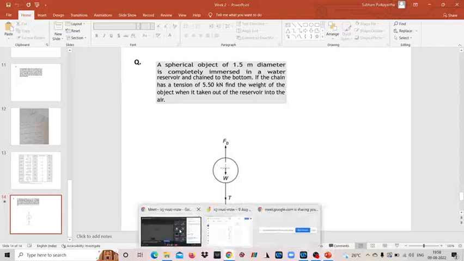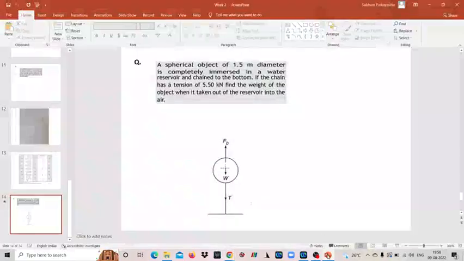Here, basically, the anchorage is from the bottom. But for example, a body is immersed in water from the top, where the anchorage is at the top.